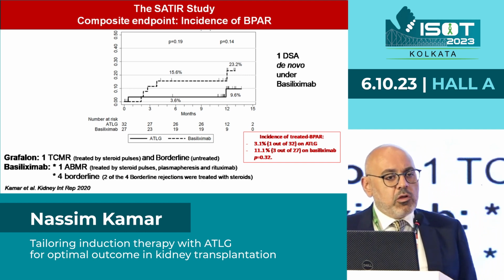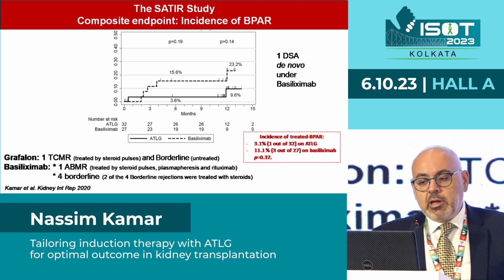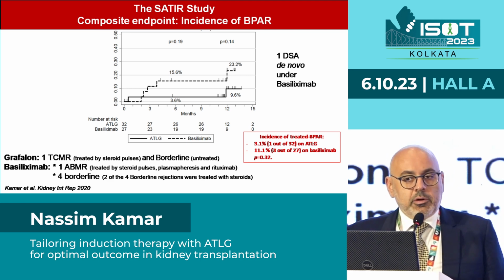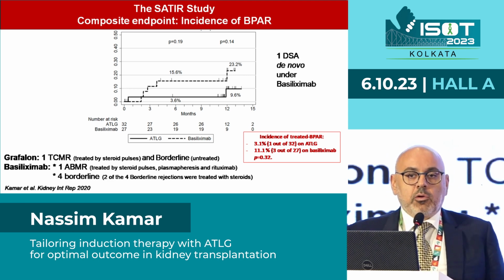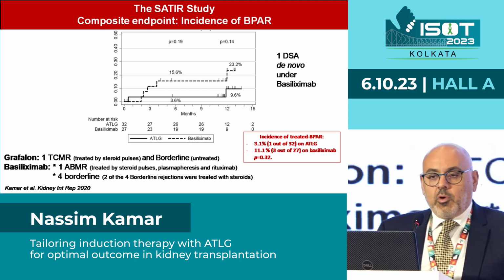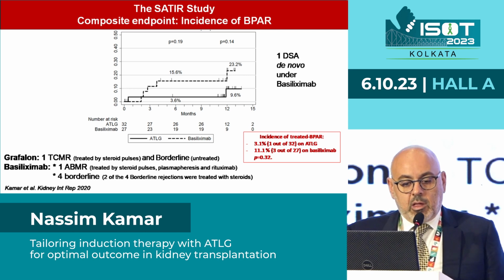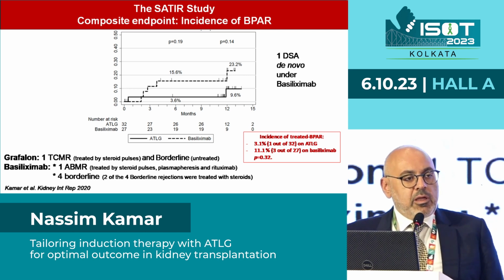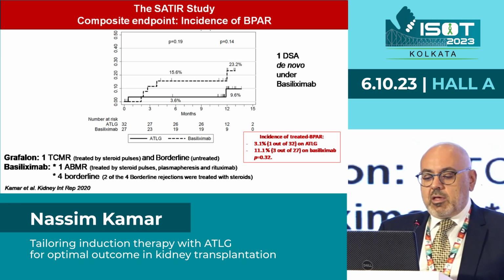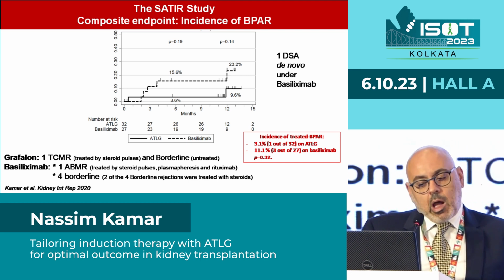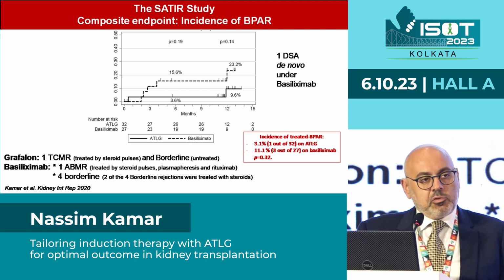What about the incidence of biopsy-proven acute rejection? Again, the biopsy-proven acute rejection was significantly lower in patients receiving grafalon compared to patients receiving basiliximab, 3.6% compared to 15.6%. Only one patient given grafalon had a TCMR that was treated successfully with steroid pulses. However, on basiliximab, the number of acute rejections was higher.